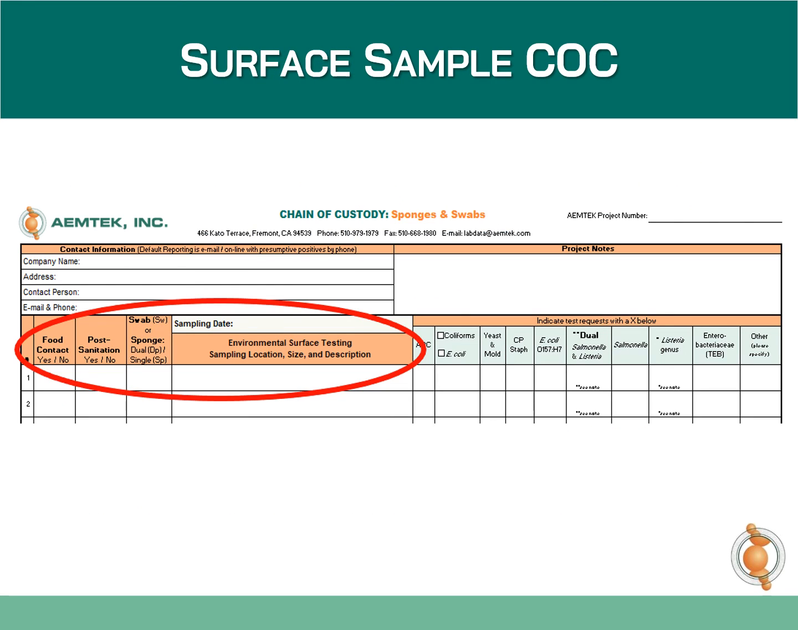When filling out the chain of custody or COC form for environmental surface samples, please indicate if the sample is from a food contact surface, if it was collected post-sanitation, if it was collected using a swab, single sponge, or dual sponge, and the date that the samples were collected. Always remember to have a unique sample description for each sample.